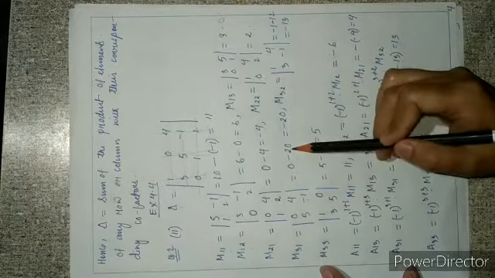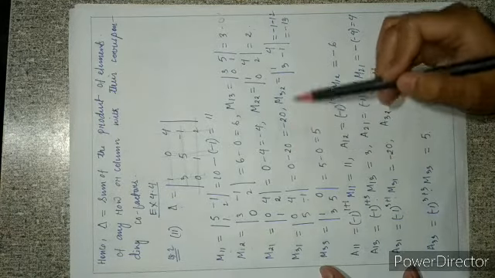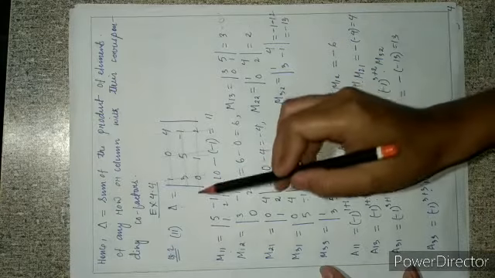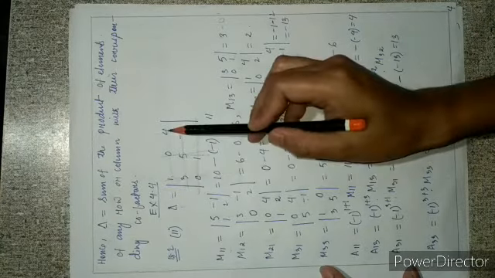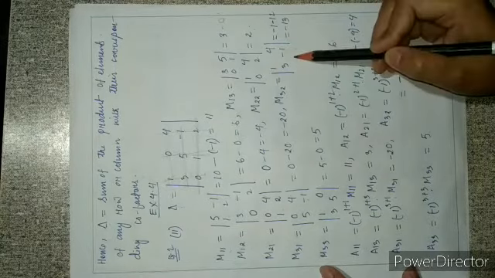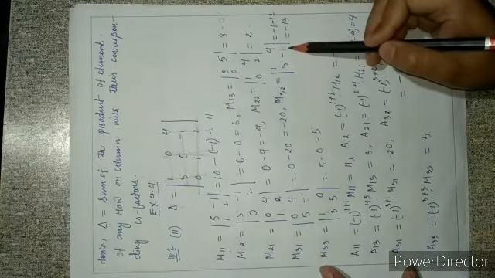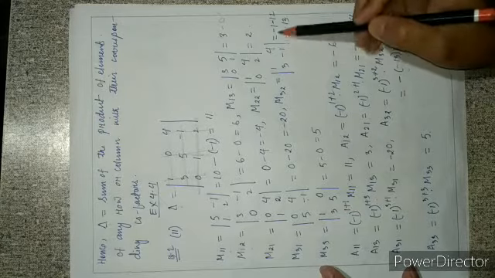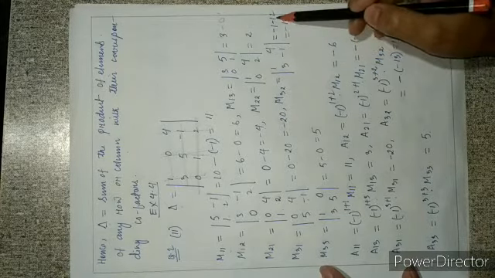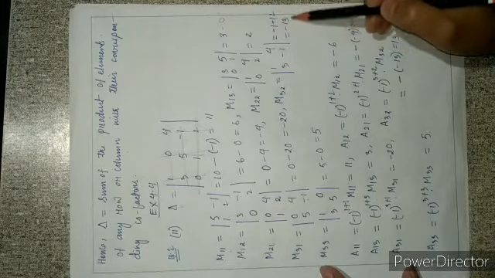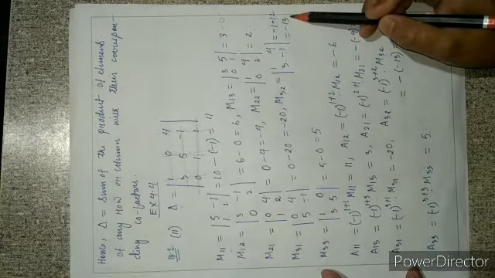0 into 5 minus 1 into 4 is equal to minus 20. M32, third row and second column. Elements are 1, 4, 3 minus 1. By expanding this determinant we get 1 into minus 1 minus 1 into 4 into 3, which is equal to 12 minus 1 plus minus 12 is equal to minus 13.